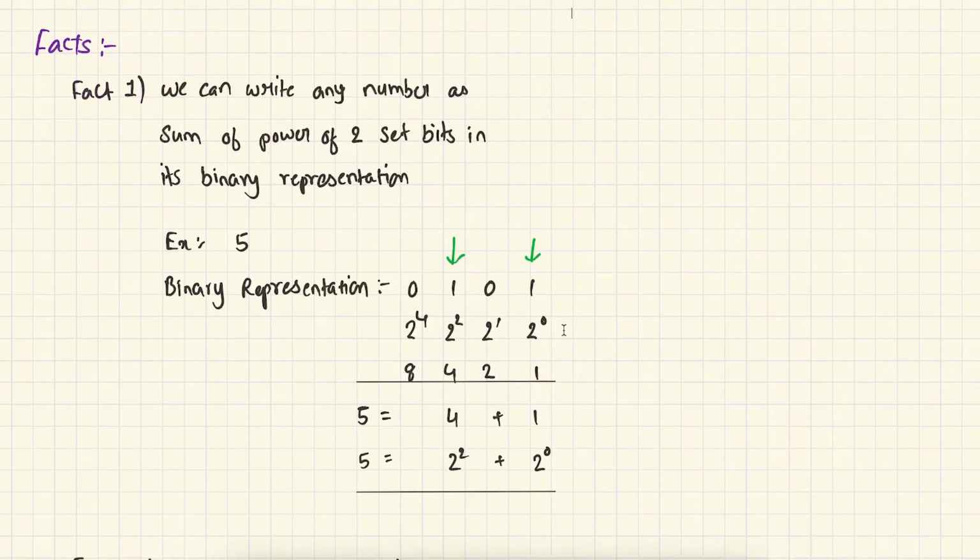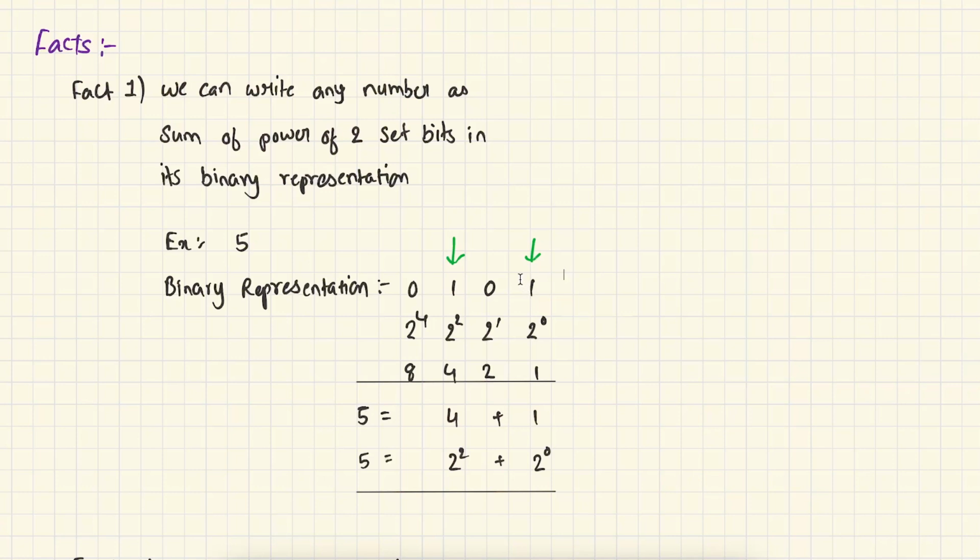Before we move on to write the solution, let's have a look at these facts. Fact number 1 is that we can write any number as a sum of powers of 2 for the set bits in its binary representation. Let's understand this with an example. Let's say the number is 5. The binary representation of 5 is 0101, correct? This is our least significant bit and this is our most significant bit, and here each bit represents a power of 2.